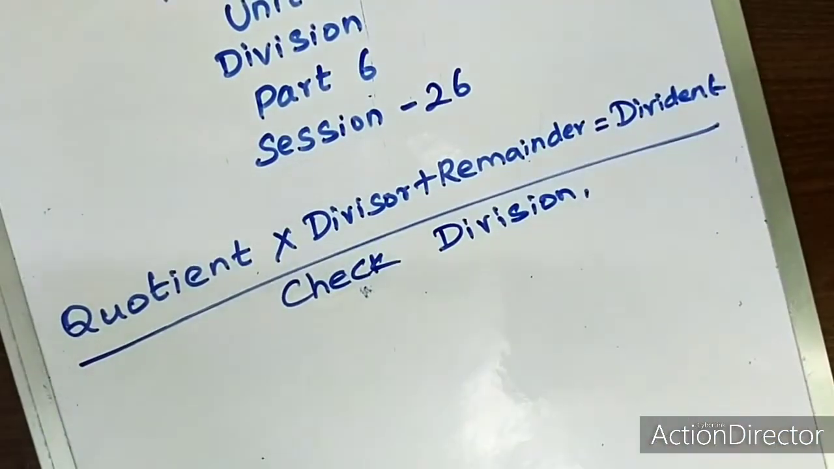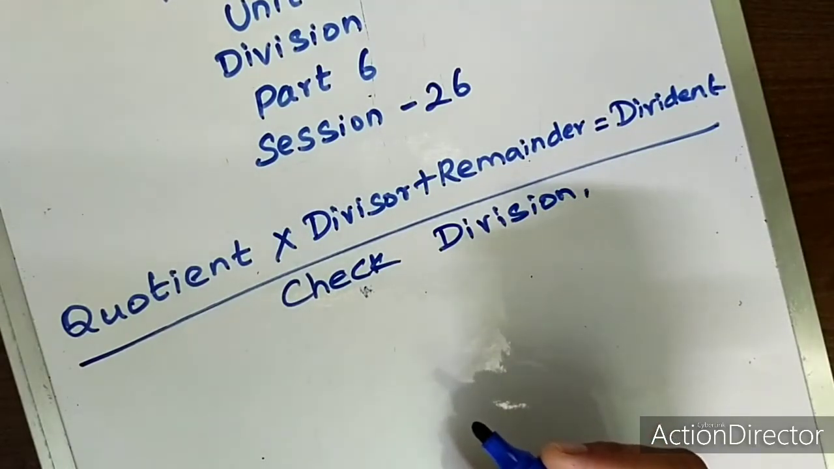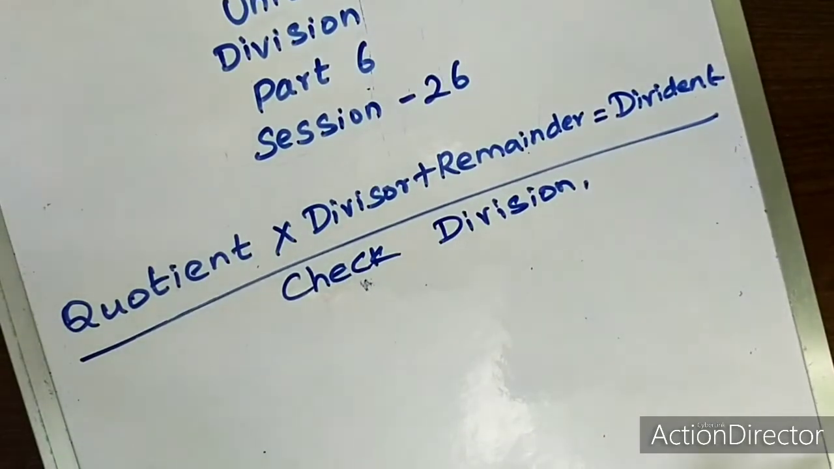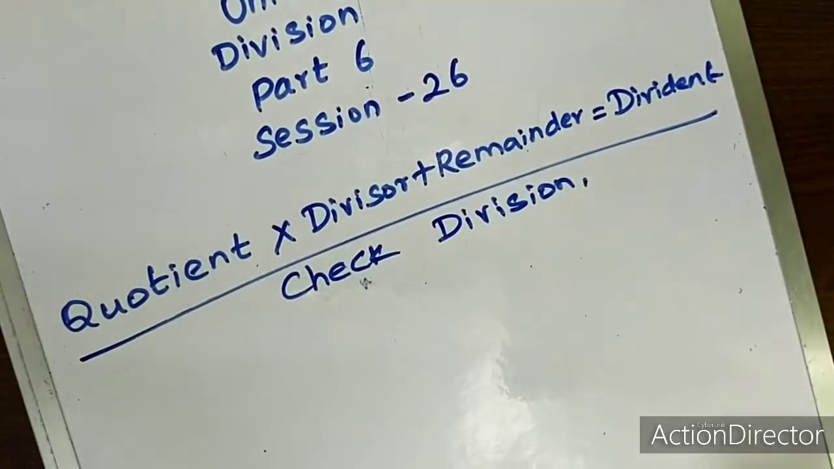And one more thing I told you: when you are doing long division, the remainder should always be smaller than the divisor. If the remainder is greater than the divisor, then your sum is wrong. That is one thing you have to remember. Now we are going to move on to division without regrouping, and we will see division with regrouping also.